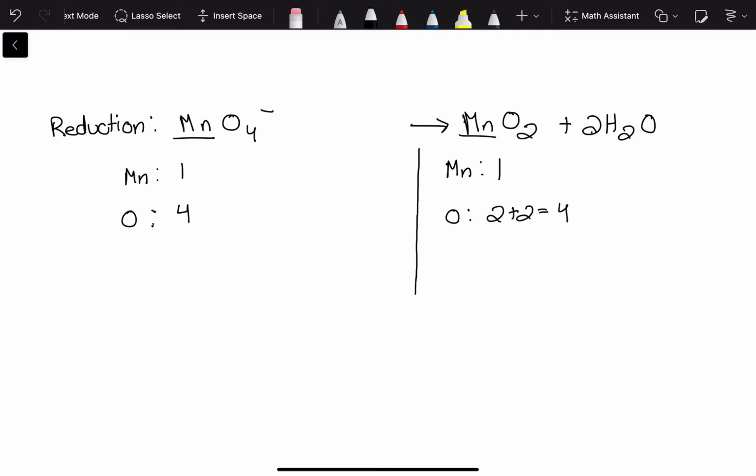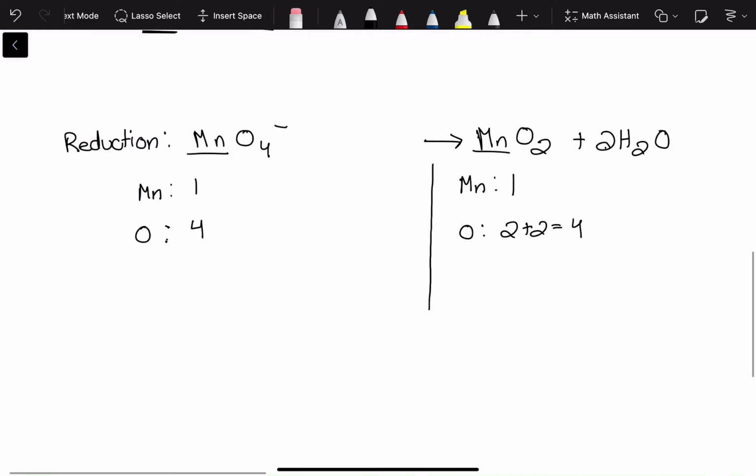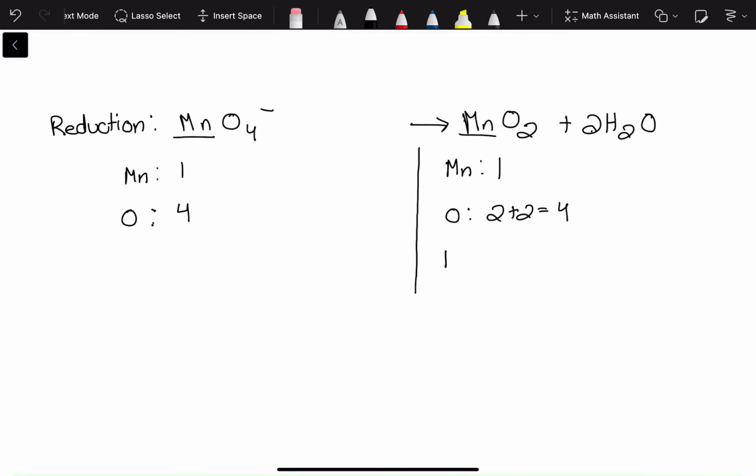Okay, but after adding H2O, what we now also have is H's. We have hydrogen, and we have 0 hydrogen on the reactant side now, so we have to balance that as well. So we have 4 hydrogen on this side, and on this side we have 0 hydrogen. So we can simply just add hydrogen ions to balance the hydrogens. And we need 4 hydrogens.